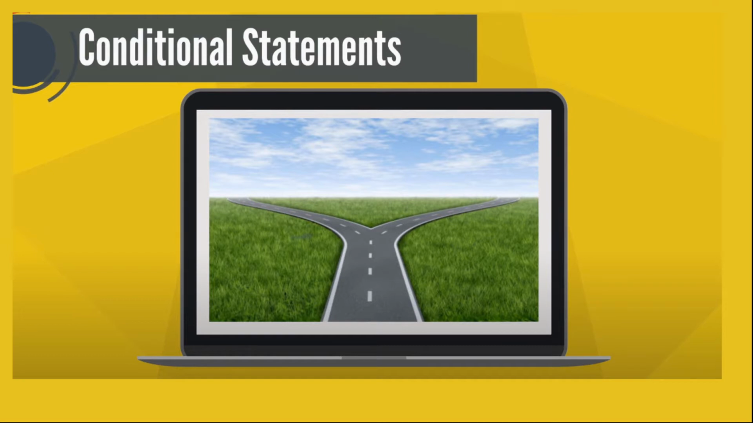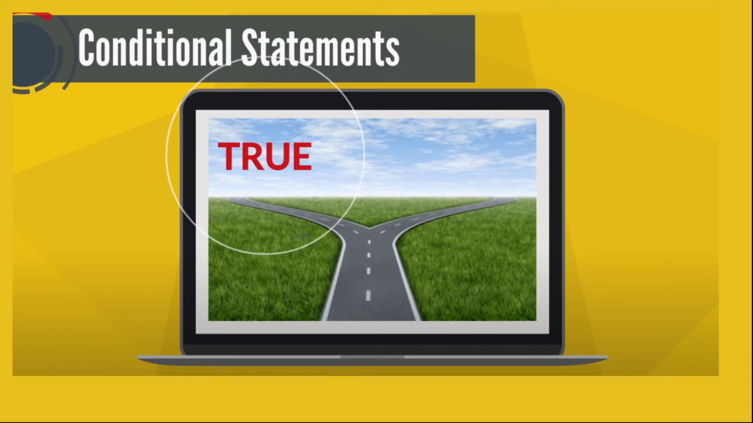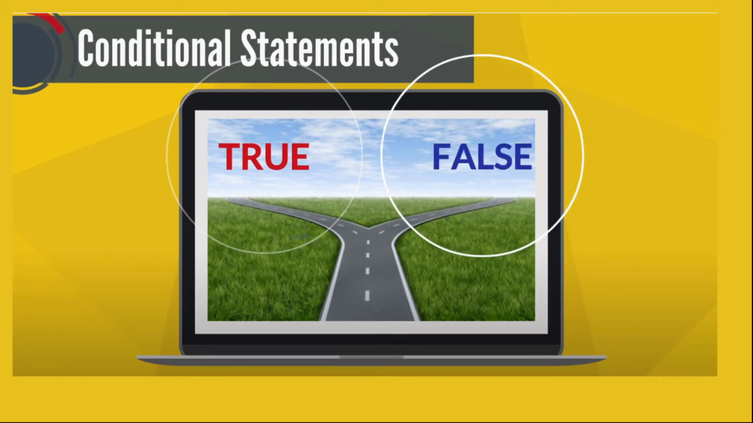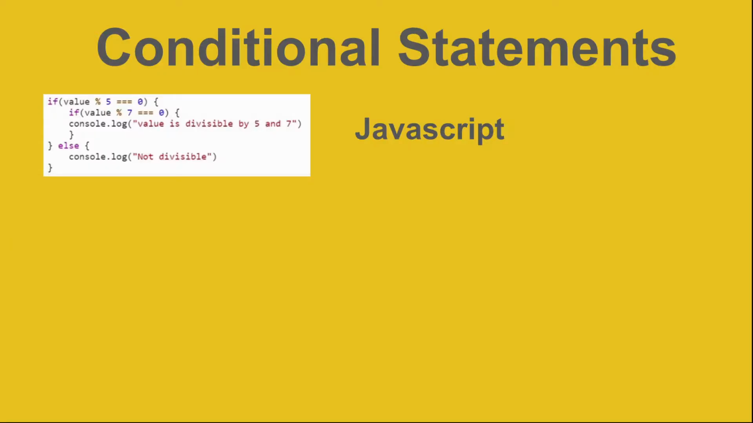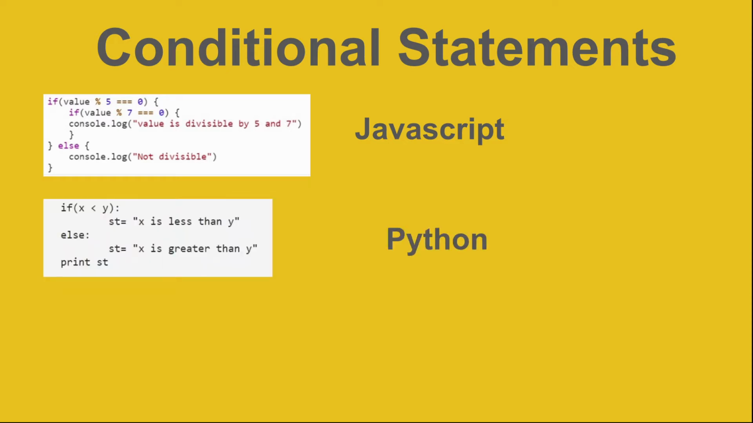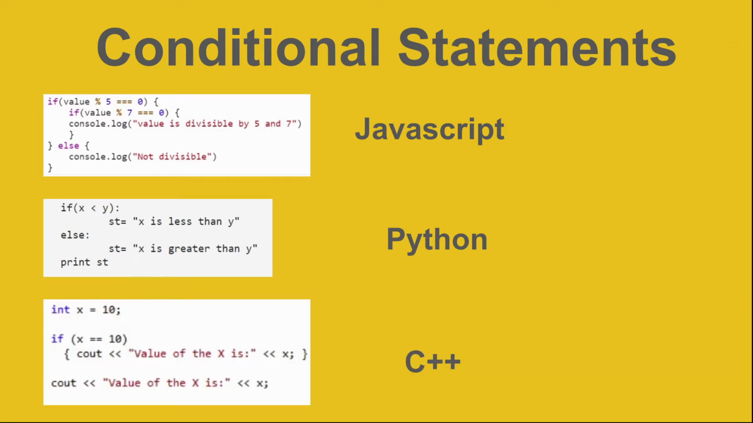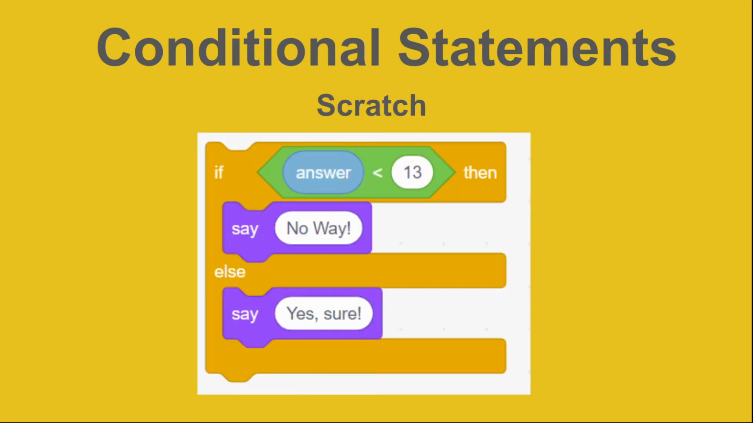And when the computer arrives there, it's given some data, and if that data is true, it's going to take one fork, and if that data is false, it's going to take the other fork. And it exists in every language. Here's an example of a conditional statement in JavaScript and another one in Python. And here's one in C++. I don't know if you'll notice a common word you see in all of those. And finally, we're going to be working in Scratch, so this is how it looks in Scratch.